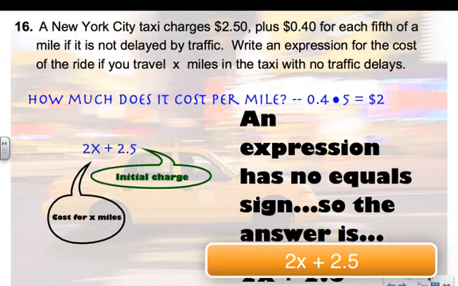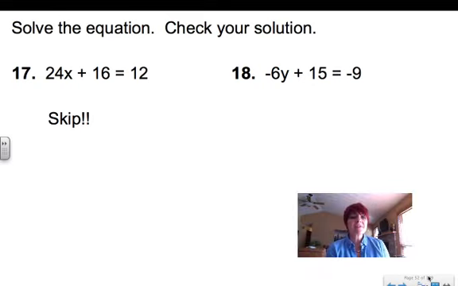And remember, an expression has no equals sign. So that would be your answer, 2x plus 2.5. That is an expression. So that would be number 16. Number 17.